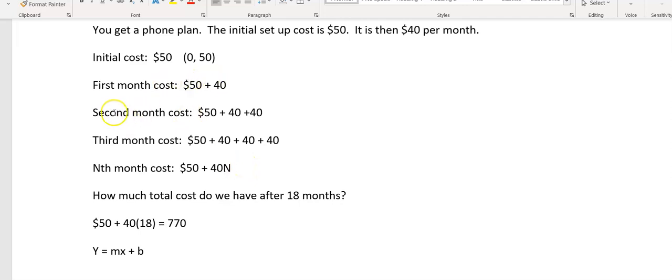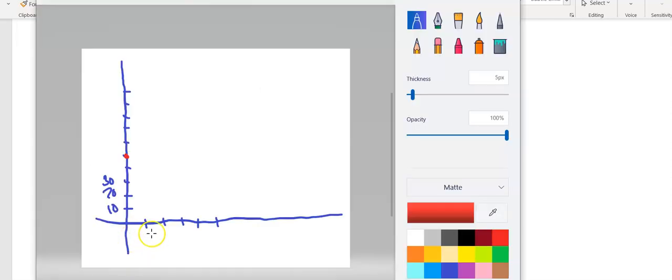All right, so let's notice the first month will cost $90 total. So that really corresponds to 1 month, $90. And so when we plot that, 1 month, $90, let's see, 50, 60, 70, 80, 90. That point would be right here. And I'm not sure if I've got enough tick marks to do another one. Let's see.